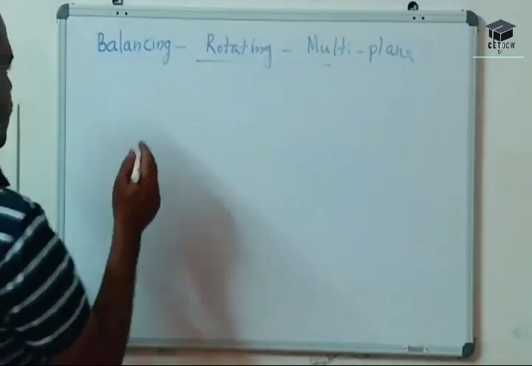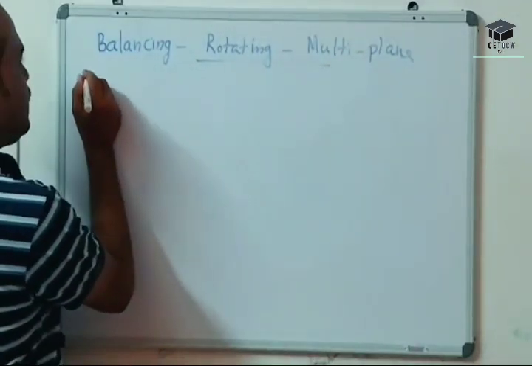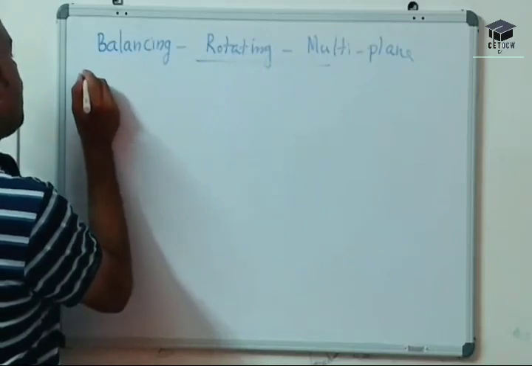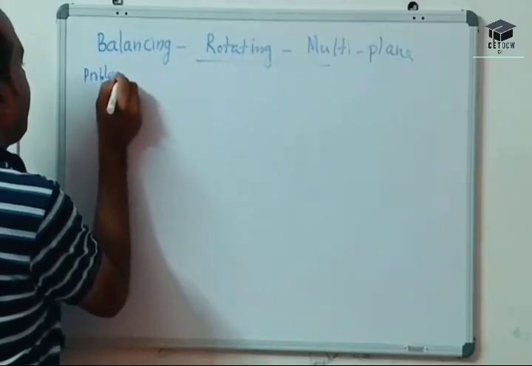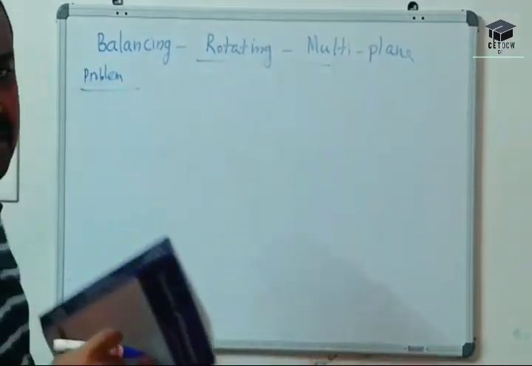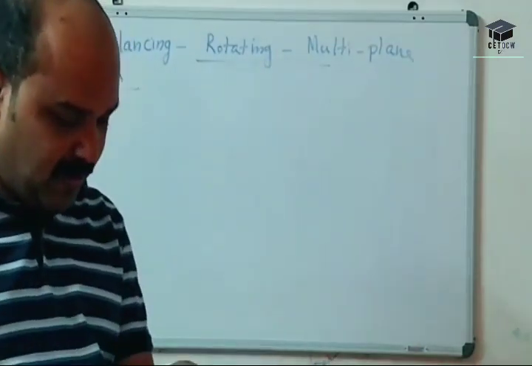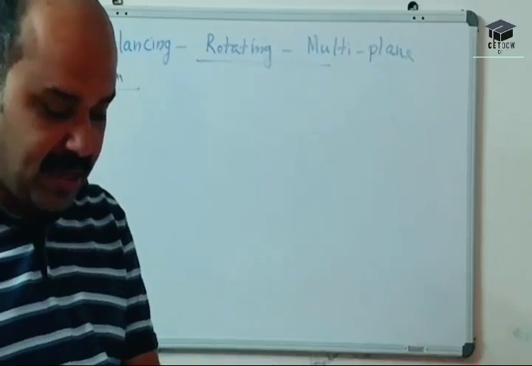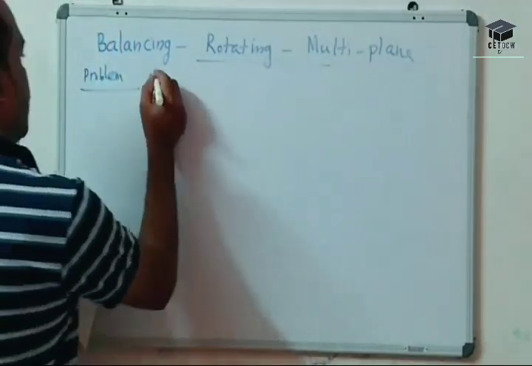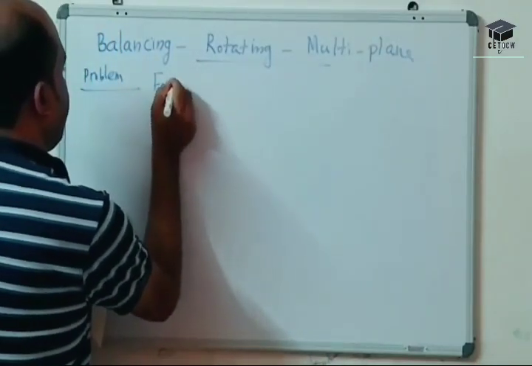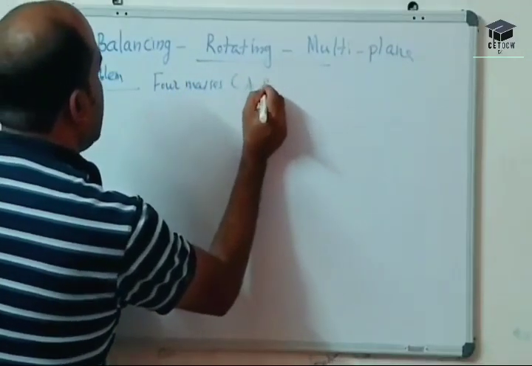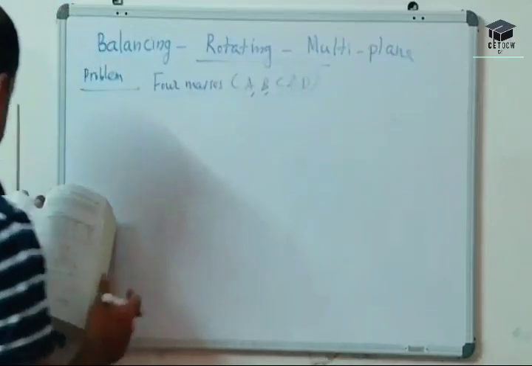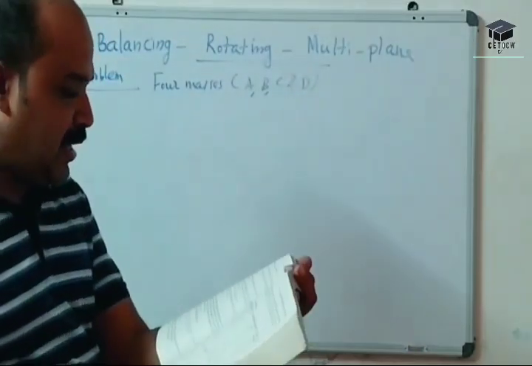In this session, we will solve a question from balancing of rotating masses in different planes. I will read the question and write the different terms. The rotating shaft carries 4 masses: A, B, C, and D, which are radially attached to it.